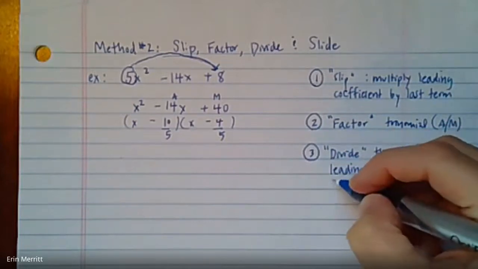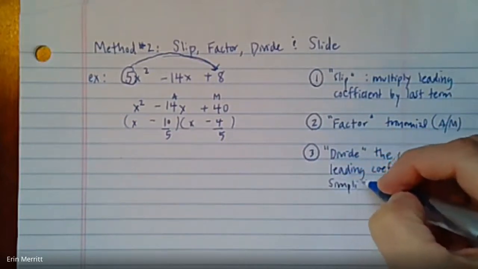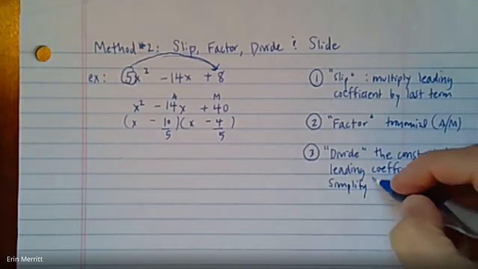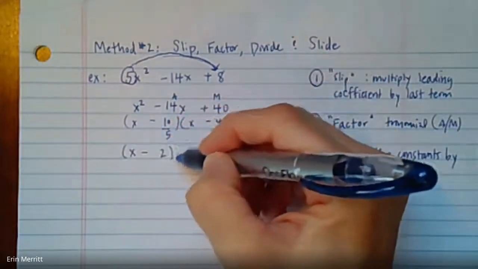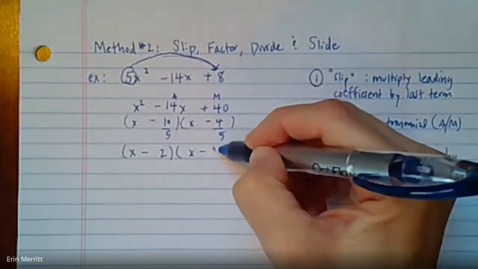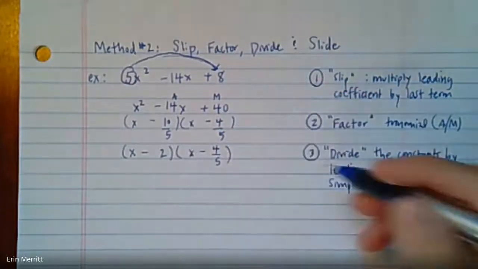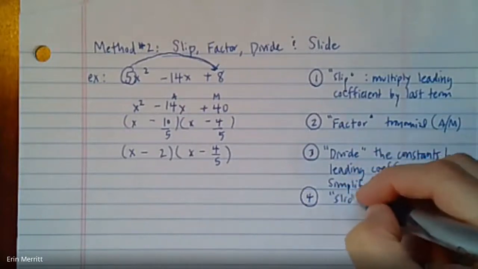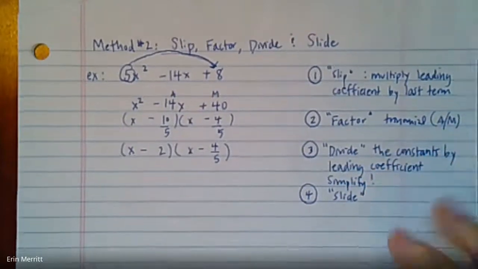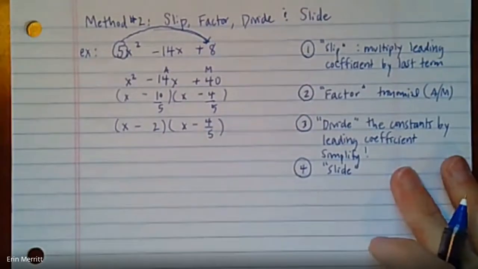All right. So we'll say, simplify this, that becomes x minus 2. 4/5 is a simplified fraction, so we're good to go. And then the last part of it, the slide piece. We're going to slide any denominators back in front to be the coefficients.